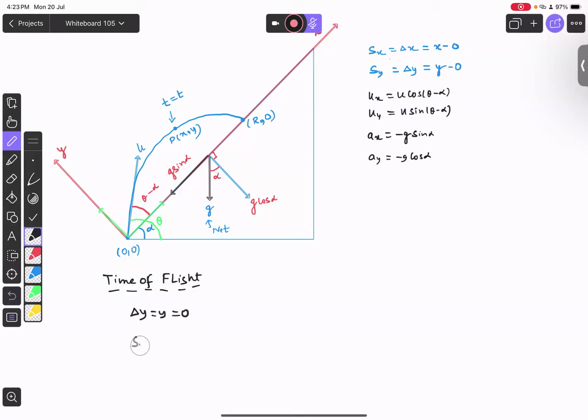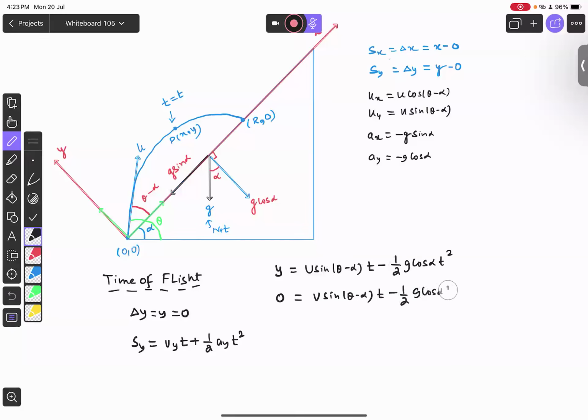So we'll write the equation of motion for y. Sy equals uy t plus half of ay into t square. Displacement along y is y. Uy is u sine theta minus alpha into t, and ay is minus g cos alpha. When it is going to hit the inclined plane, y will be 0. So 0 equals u sine theta minus alpha into t minus half g cos alpha into t square.